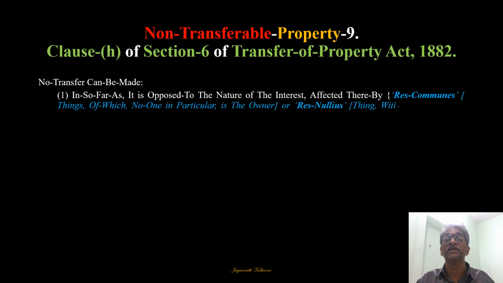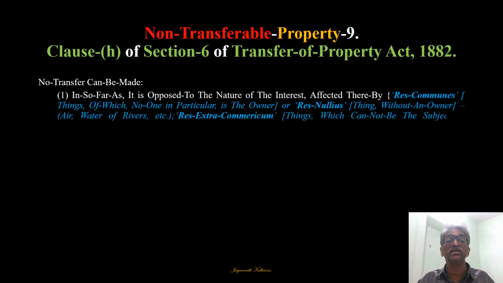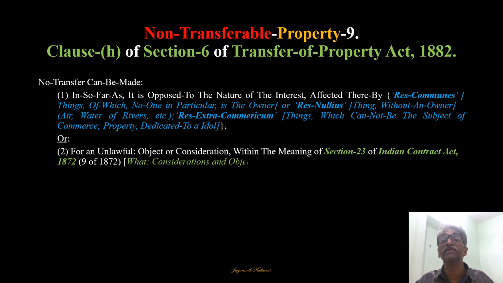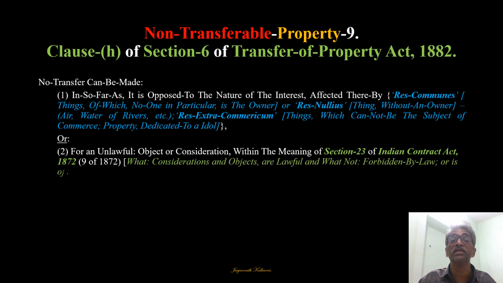Ninth exception says no transfer can be made insofar as it is opposed to the nature of the interest affected thereby. Now this covers res communis, which means things of which no one in particular is the owner, or res nullius, that is things without an owner. For example, air, water of rivers, no owner is there. Or res extra commercium, which means things which cannot be the subject of commerce, which are dedicated to an idol, or for an unlawful object or consideration within the meaning of section 23 of the Indian Contract Act 1872, even the prior act.